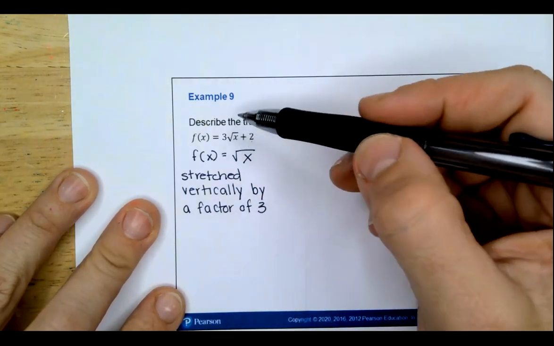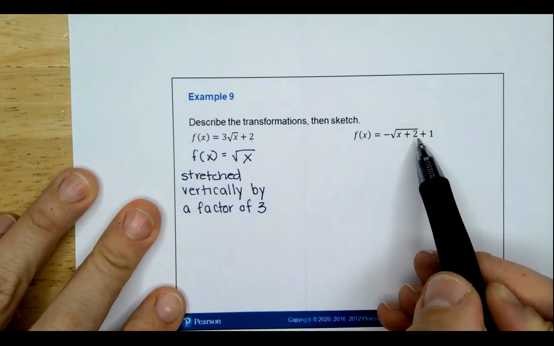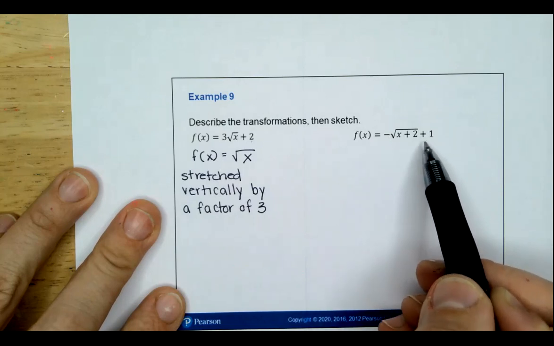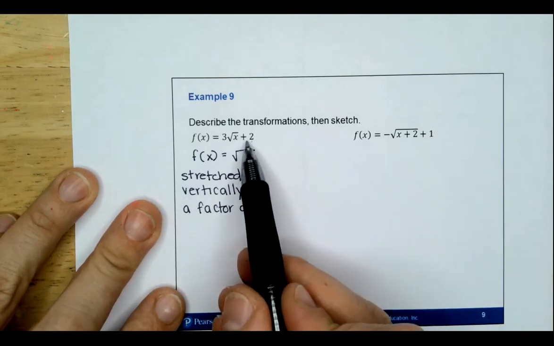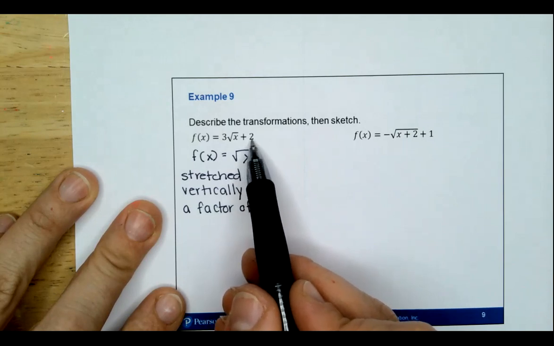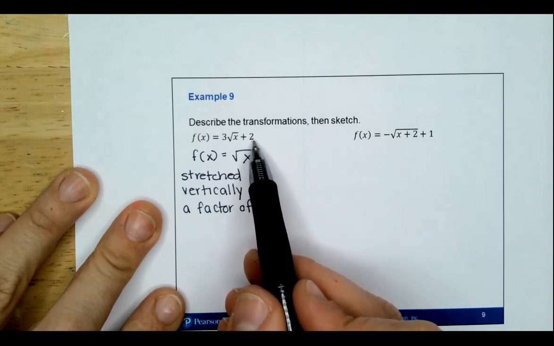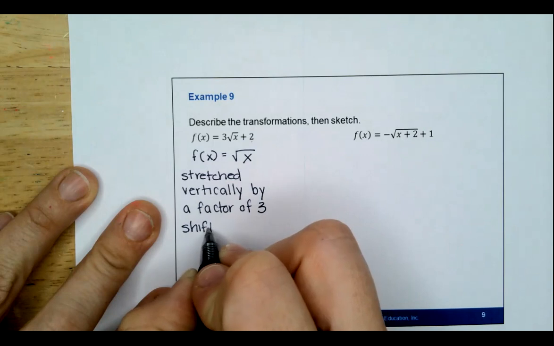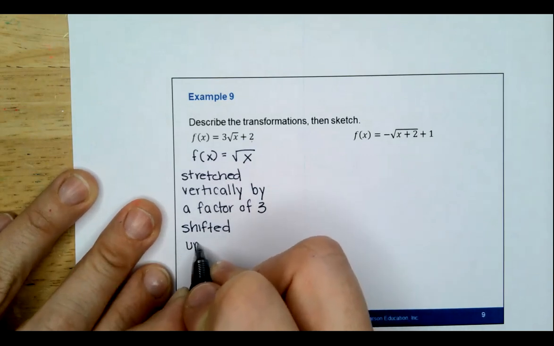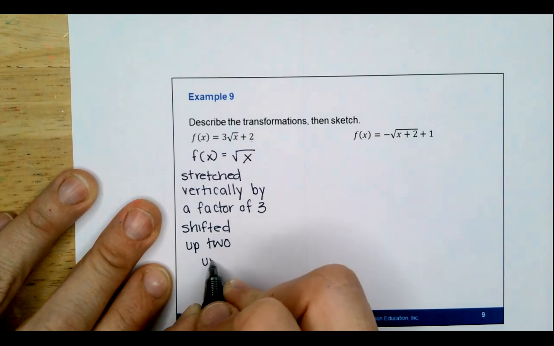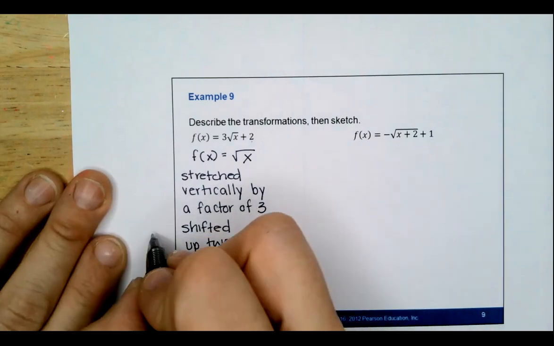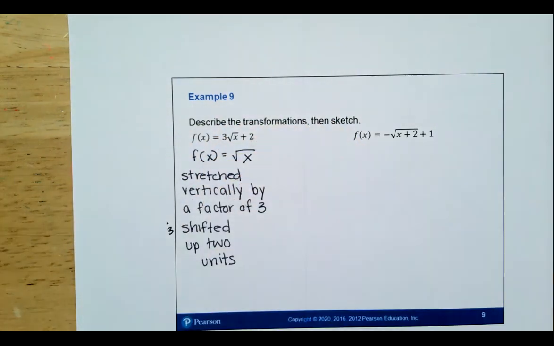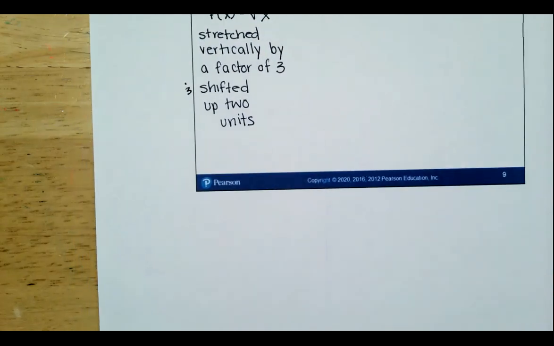And then remember, we're going in order. So we start with horizontal stretch or compression, go to multiplication, then go to a sign change, and then go to the outside plus or minus. Stretch vertically by a factor of 3, and then shifted vertically up 2 units, right? I guess I should put and. Good.